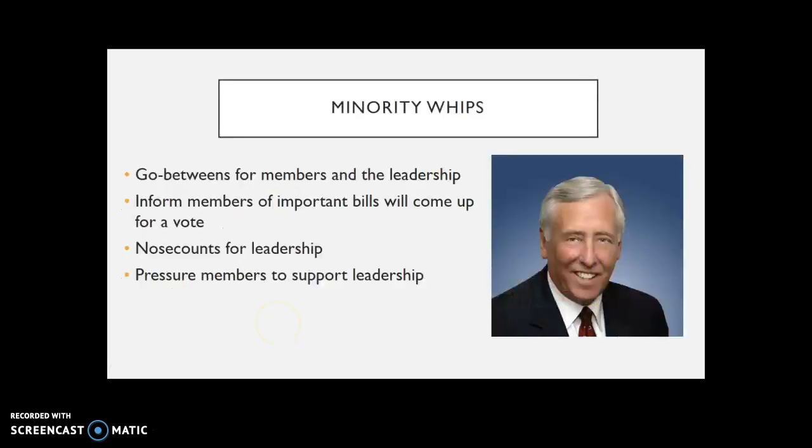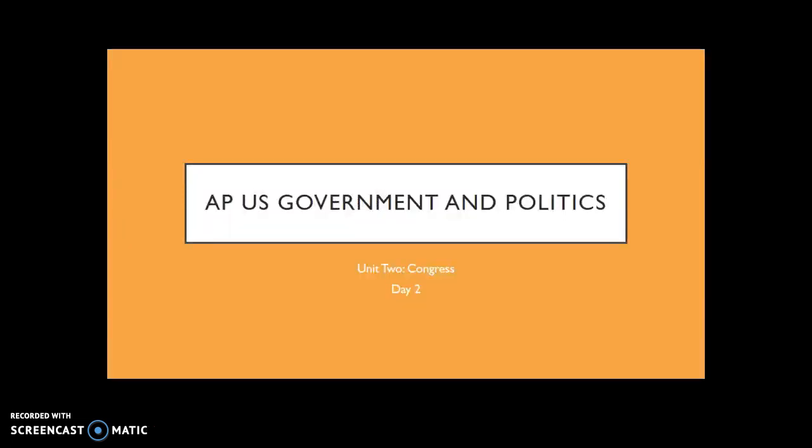The minority whips, again, as I said earlier, go between for the members of leadership and for members of important bills, because there are a lot of votes that do come out, and they will take sort of a nose count for the leaders. Do we have enough support on this bill to get it passed? And if we don't, well, they might be pressuring members to support the leadership. So again, very important there.